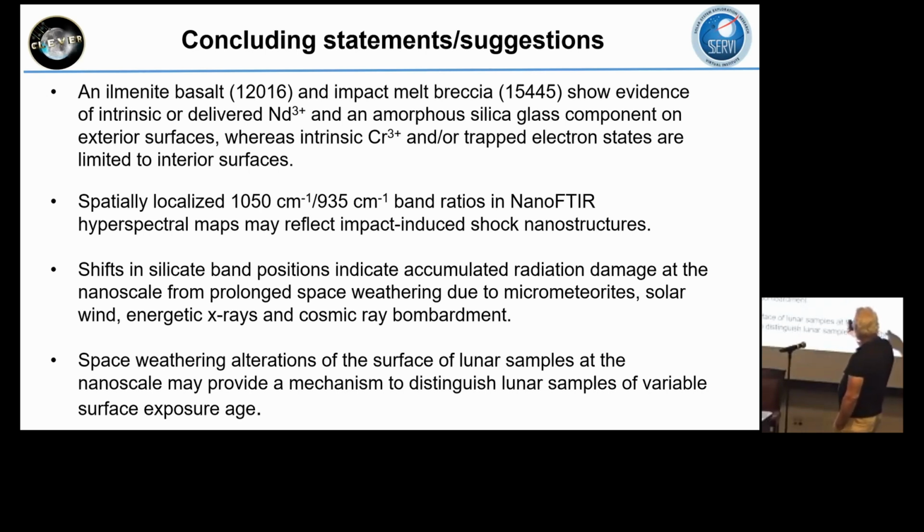And the shifts in these band positions do indicate accumulated damage. It doesn't have to be radiation damage, it could be micrometeorite damage. And if you know this and you know the fluxes, you could try to use this to back out mechanisms for damage and then use this to look at surface exposure and age, and then radiometric dating. So long term, we want to correlate this with radiometric dating.